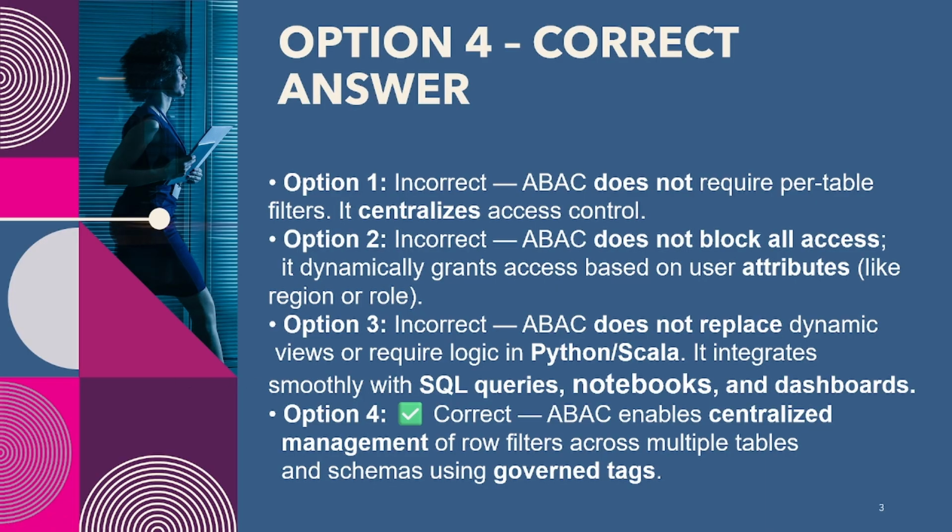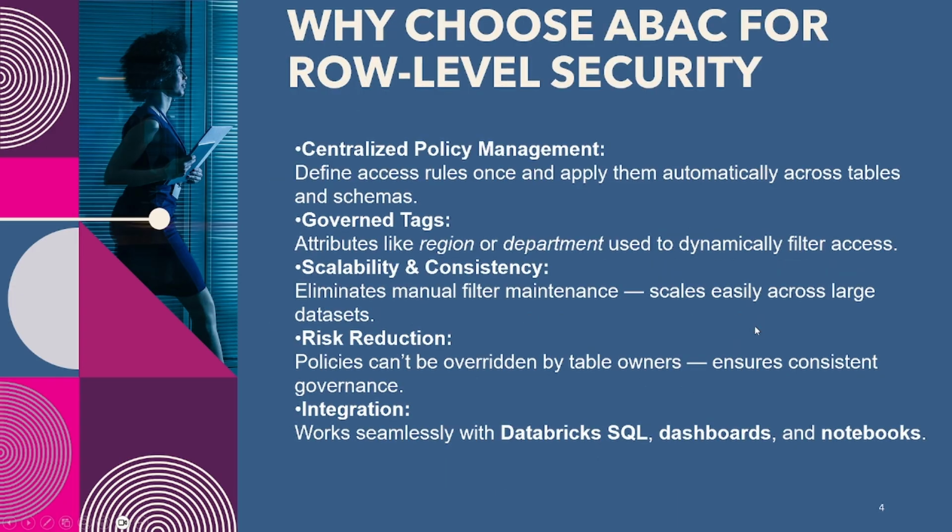And finally, option 4, ABAC policies allow centralized control of row filters across multiple tables and schemas. Now that's the magic right there. Here's why this matters. With ABAC, you can set policies at a higher level, like saying anyone tagged as region equals east can only see rows tagged region equals east. You don't have to keep adding filters manually for each new table. It's all managed centrally, using governed tags that Databricks can evaluate automatically when someone queries the data.